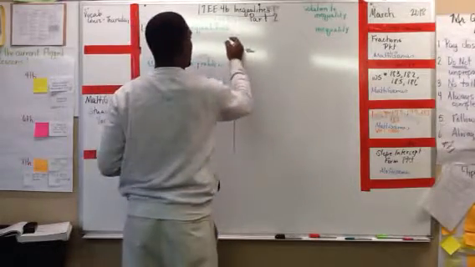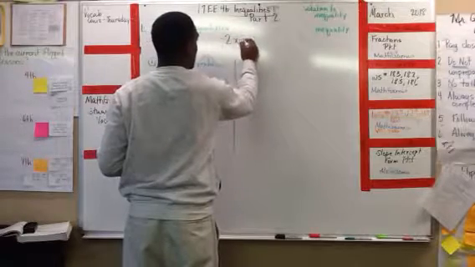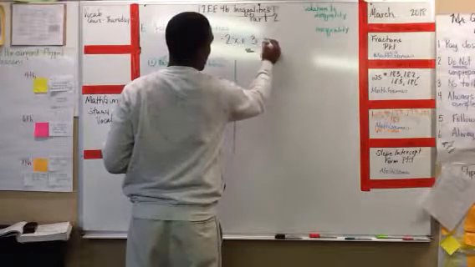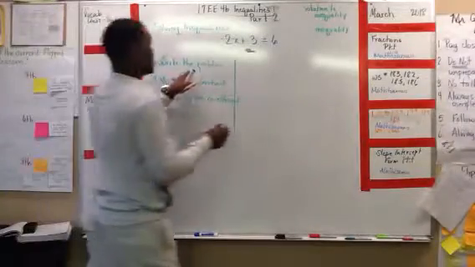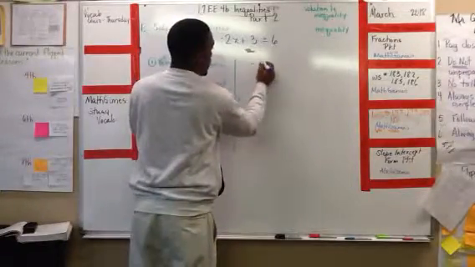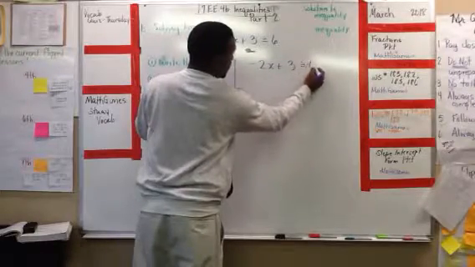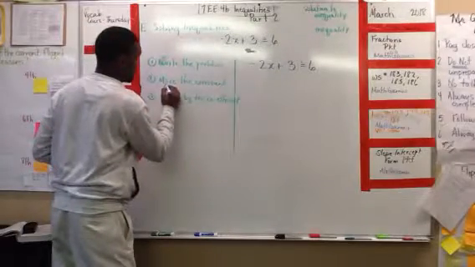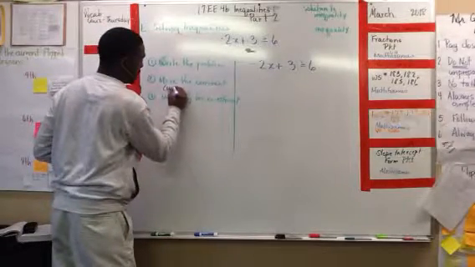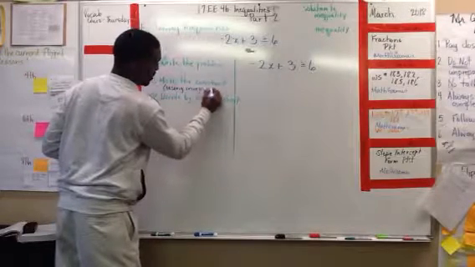If I give you this example, negative 2x plus 3 is greater than or equal to 6. Okay? Step 1 says to write the problem. I'll write it again here. Okay? I know I'm supposed to move the constant, and I move the constant using the inverse operation. It's important to remember that vocabulary.